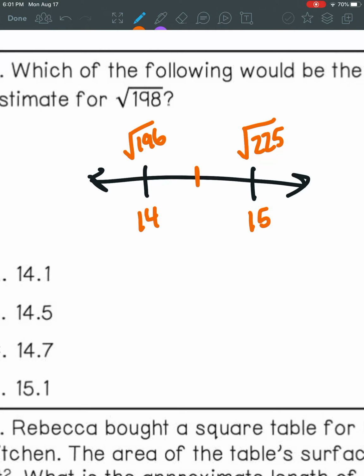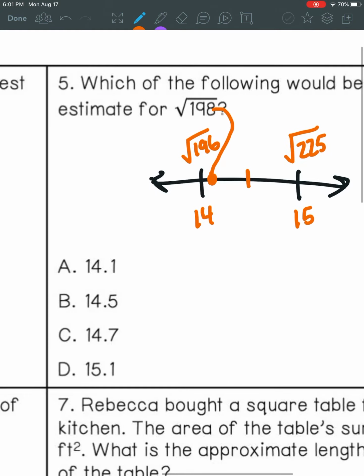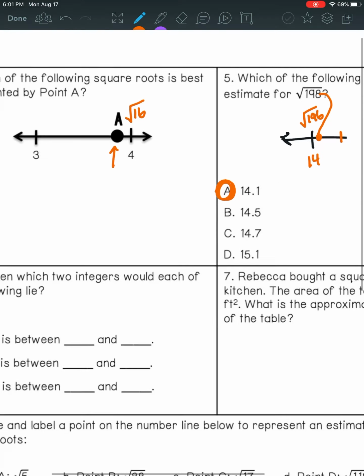So the square root of 198, remember this is the halfway point, that's about 14.5. So 198 is going to be pretty close to that 196. So it's going to be 14 point something. We know it's going to be less than 14.5, so this is our best estimate for it. Okay, 14.1. Sorry, I'm going to make sure you can see the number 14.